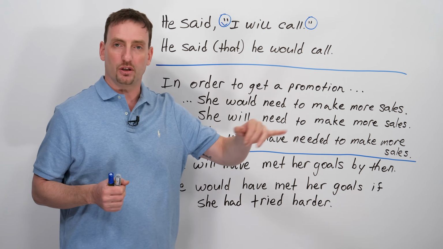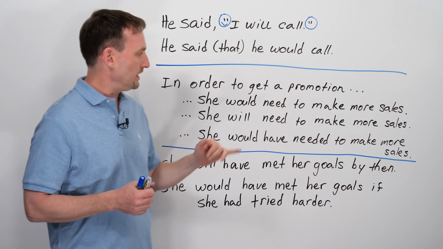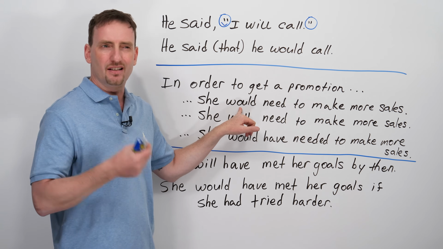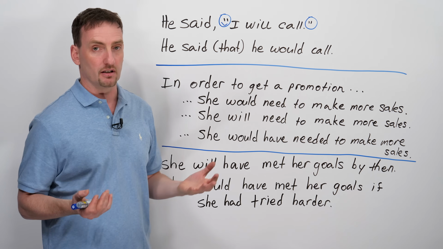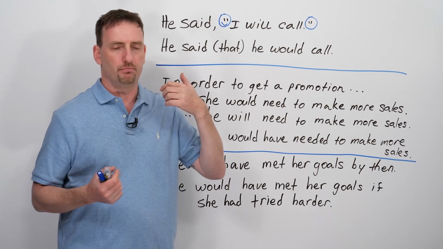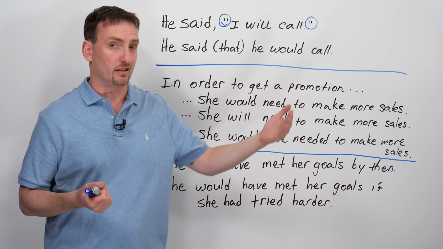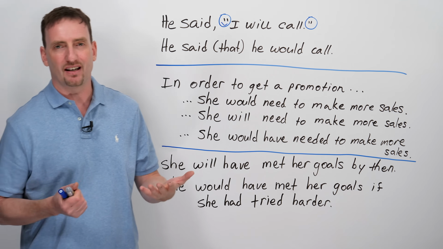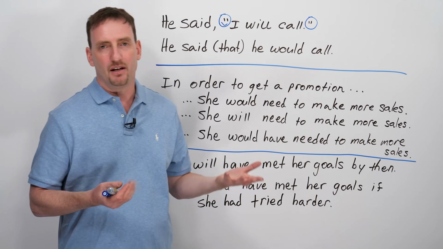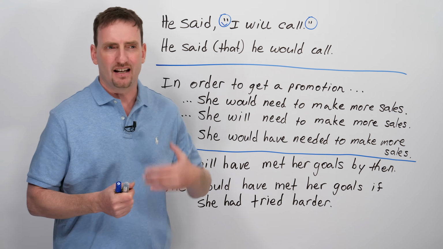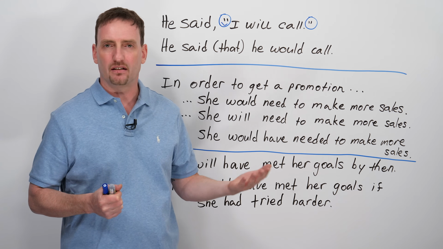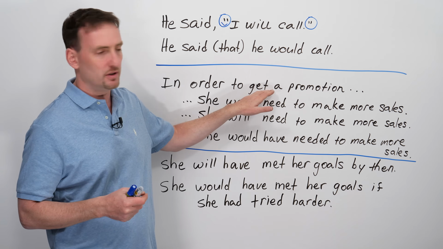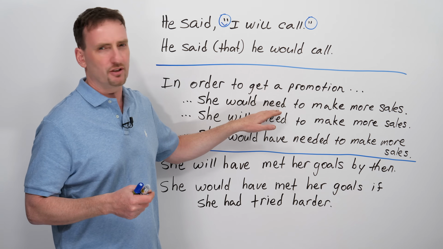In order to get a promotion at work, she wants to get a higher position, she would need to make more sales. Now we understand that would is a hypothetical. It's not real, meaning that she probably will not make more sales. Maybe there's not enough time. Maybe she doesn't have enough clients. Maybe she's just not very good at sales. So it's very unlikely that she will. So for this situation to be true, this situation would need to be true, but it's not.